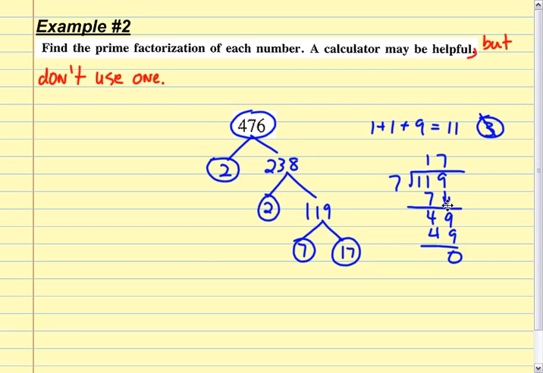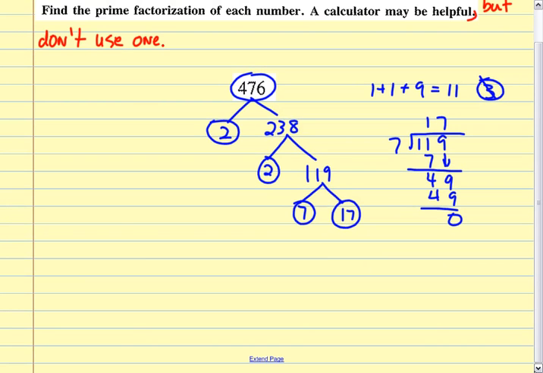Now remember, when we're writing the prime factorization, we collect all the numbers in the circles, because those are all of our prime numbers. This is sort of like the recipe for 476. It doesn't matter what pairs I pick that break it down, the multiplication. I'm still going to get 2 times 2 times 7 times 17. I write it from least to greatest. I always write it in that order. I can write it in expanded form. I can also write it as 2 squared times 7 times 17. That's fine too. Either one of those is okay when we're writing prime factorization.